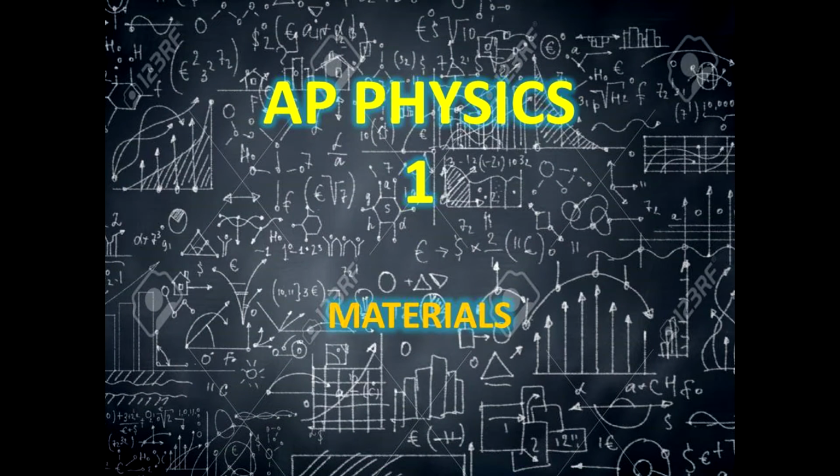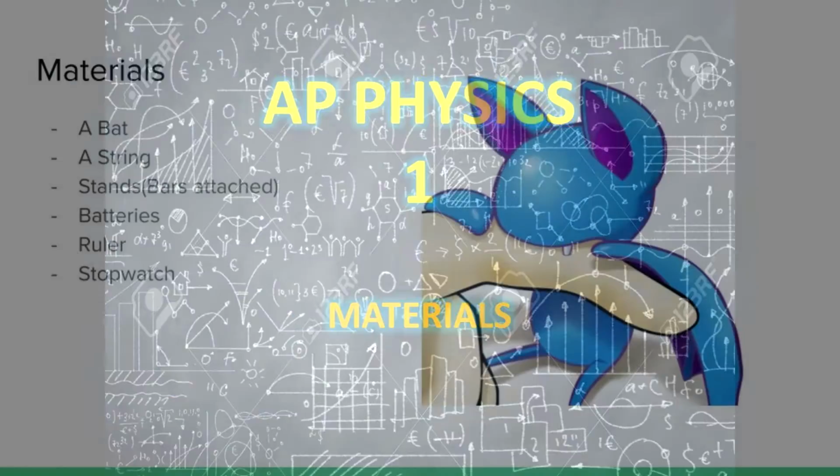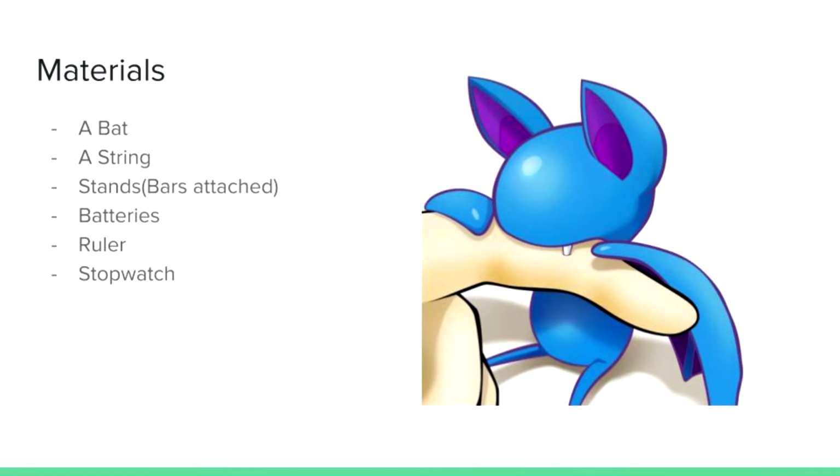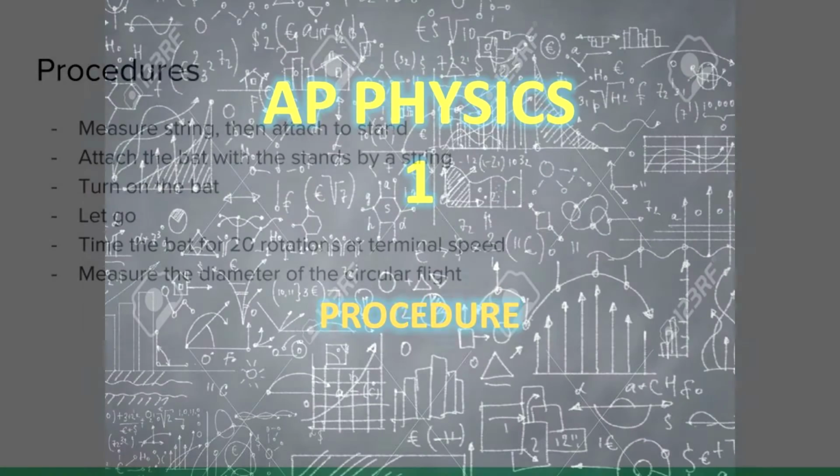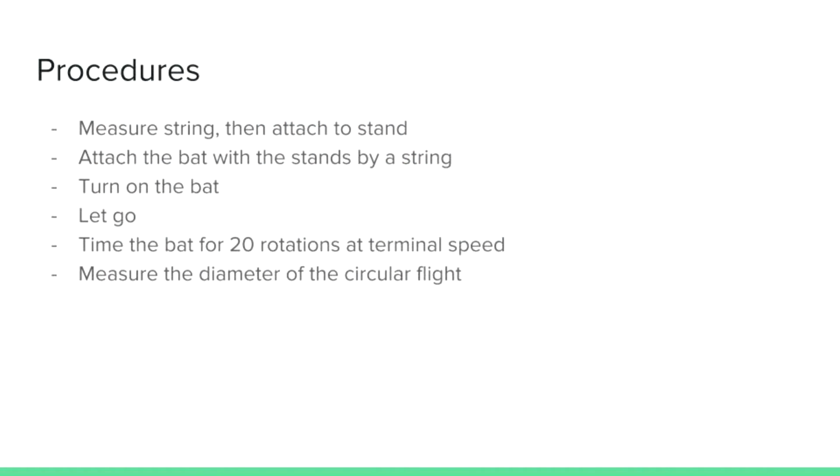The materials required for this experiment are a bat, a string, stands with bars attached, batteries, a ruler, and a stopwatch. The procedure is to measure the string, then attach it to the stand. Attach the bat to the stand by a string, turn on the bat, then let go.